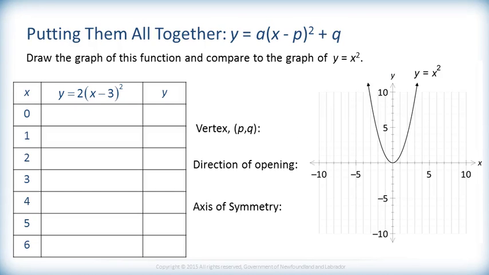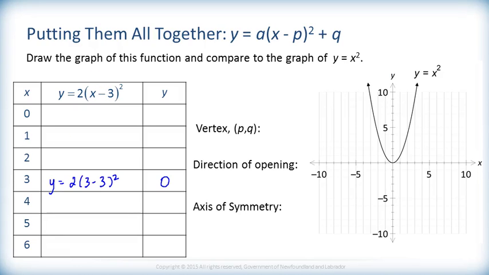So let's put all the transformations together. Let's take a look at this first example. Y equals 2 outside of x minus 3 squared. I'm going to graph it and compare it to the base graph. Notice how I've put a 3 in the middle of the table? That's because 3 minus 3 will give me a 0 in here, so that's likely going to give me the vertex. Let's see if that happens.